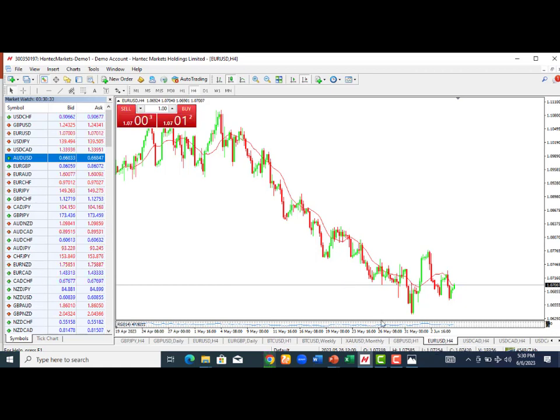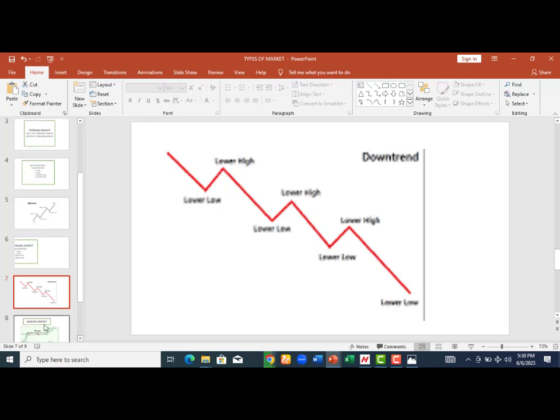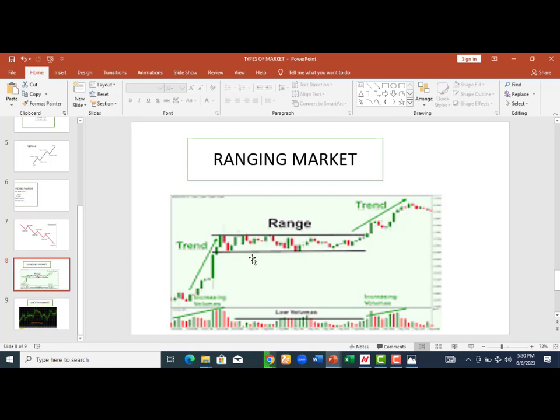So we move ahead to the next thing we have on the slide for our class today. We have the ranging market. Now what is a ranging market? A ranging market is simply known as a sideways market. It's not trending upward, it's not trending downward. It shows indecision in the market. Whenever you see markets not trending upward or downward, just moving sideways, it shows indecision between buyers and sellers in the market.